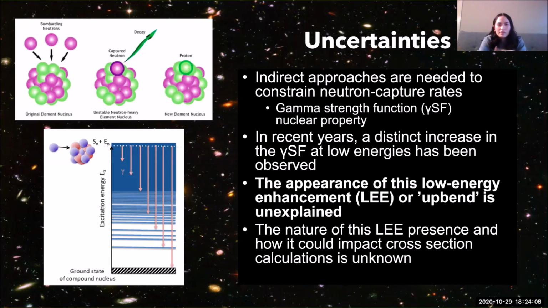And in recent years, around the past 10 years, according to recent measurements and observations, there's a distinct increase in the gamma ray strength function, if we plot it as gamma ray strength versus energies. Usually it's expected to be a bell curve, but at lower energies, there's actually been an increase, and we have no idea why. The nature of this is unknown. We don't know whether it's electric or magnetic, and it's unexplained.